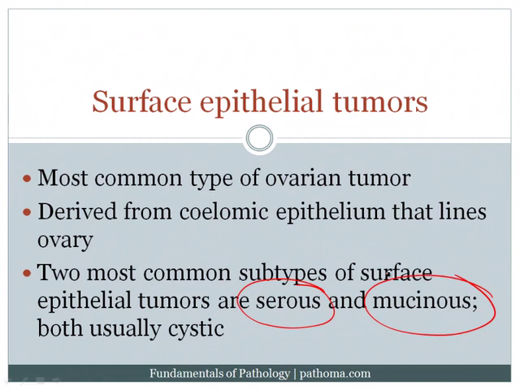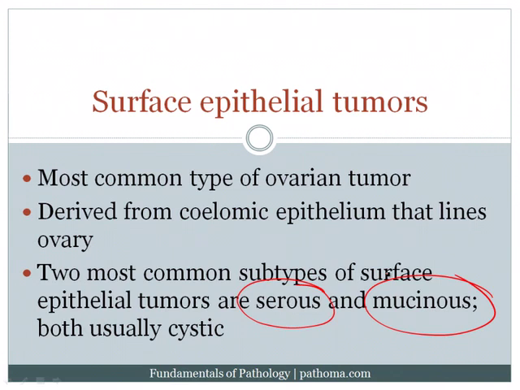And this is the way that we classically name these tumors. Now we can look under the microscope and we can confirm whether the cells are really serous or mucinous, but that's a very sort of introductory way to look at these tumors. So the two most common tumors of the surface are serous tumors and mucinous tumors. Both are usually cystic. When you have a serous tumor, it's usually full of water. When you have a mucinous tumor, it's usually full of mucus.